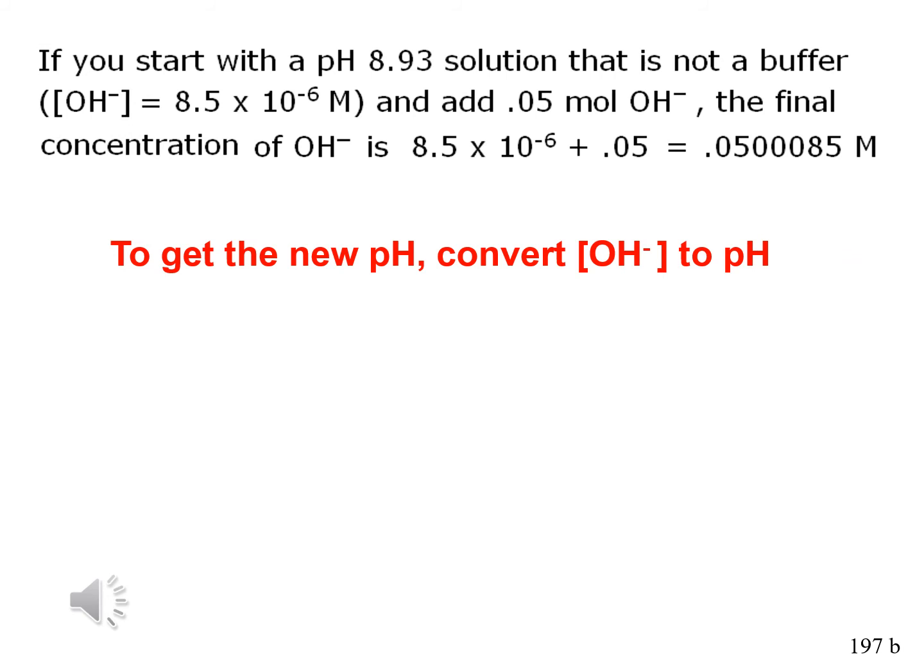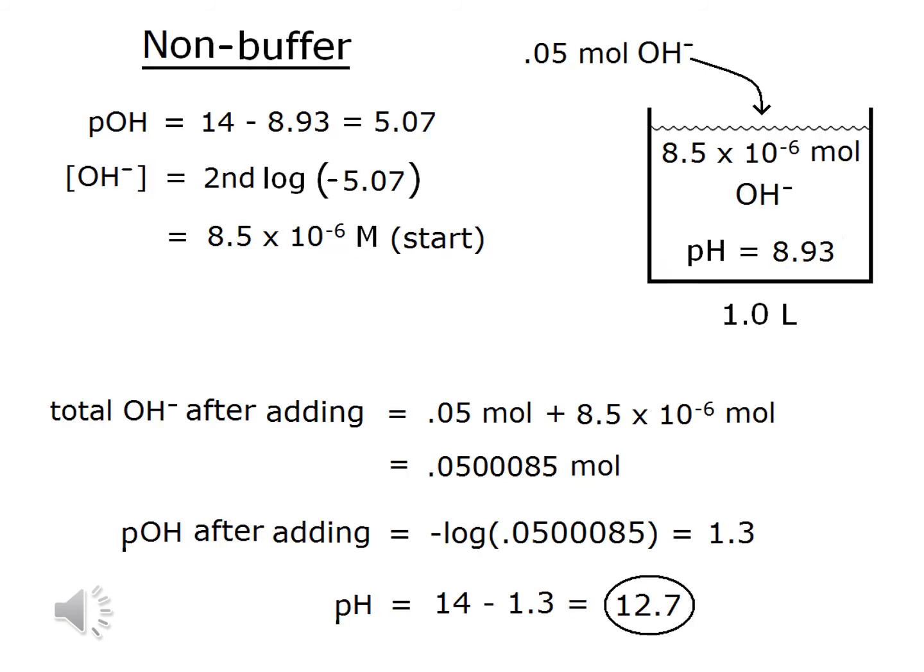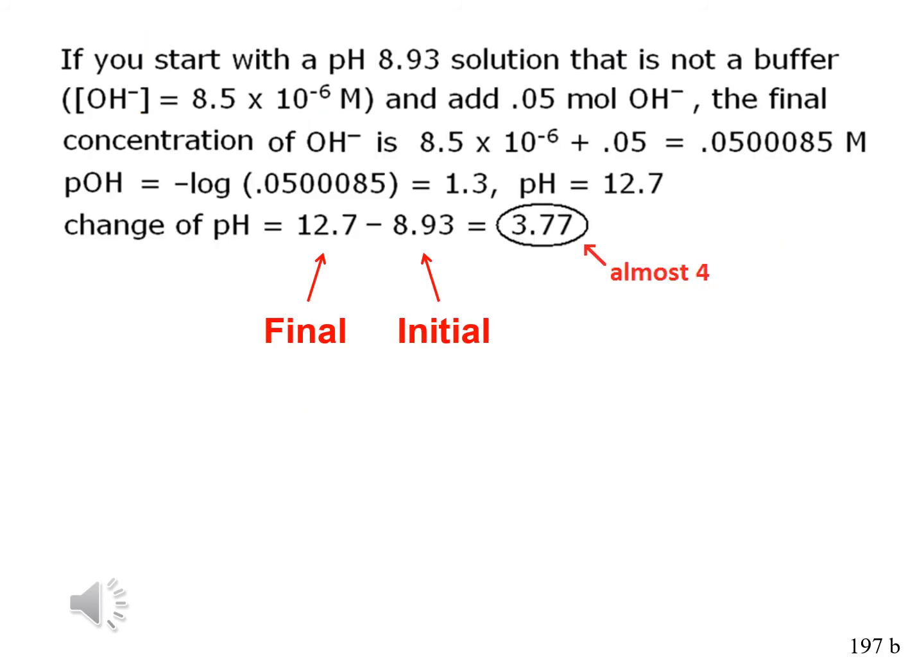In order to find out what the new pH is, we have to take that new amount of OH and convert it back to pH. If you take minus the log of the OH and then 14 minus the pOH, you find out that the pH went all the way up to 12.7. That is an absolute value change of almost 4 units, which is what we predicted.